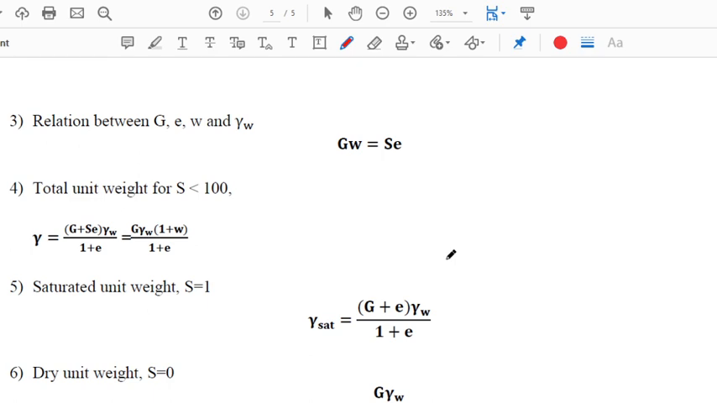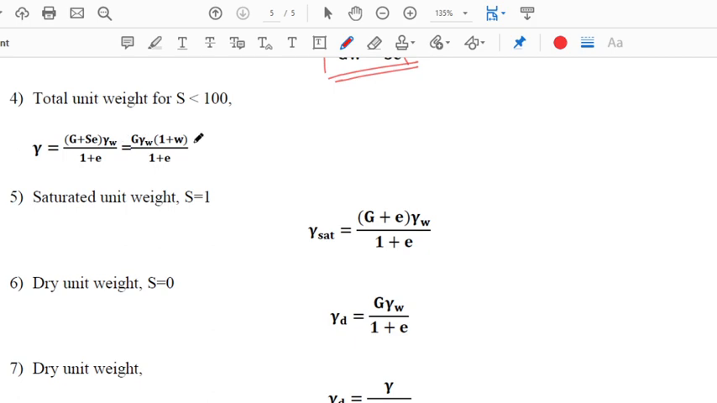Remember the relationship between specific gravity, void ratio, water content, and degree of saturation. So it's not the unit weight of water, just cut it down and write S. Sorry. Yes, remember this equation is required in all problems. Most of the problems will require this equation: G w is equal to S e. Just remember it: G w is equal to S e.